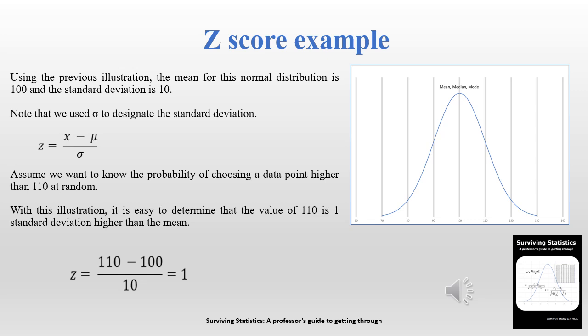In other words, what's the probability of choosing a data point 110 or higher? We're looking for the area of the curve that is at 110 and higher, which would be to the right. With this illustration, it's easy to use these numbers to determine the z-score. 110 minus 100 divided by 10 equals 1. We end up with a z-score of 1, which is how many standard deviations that deviates from the mean.